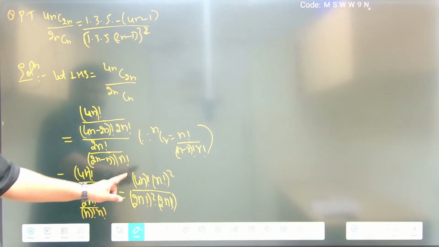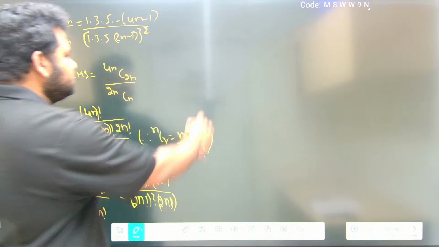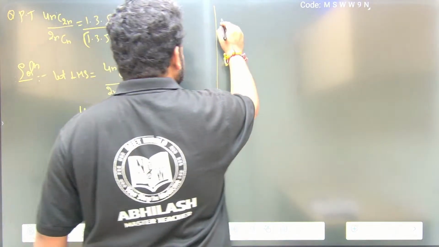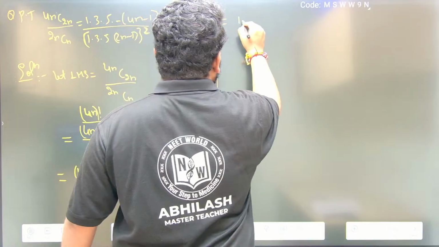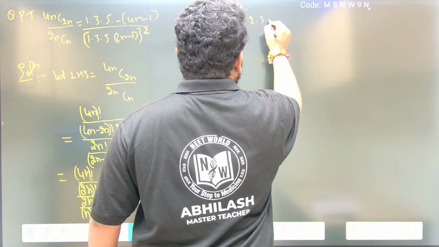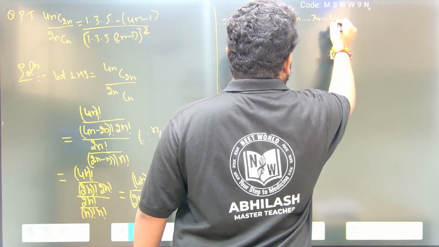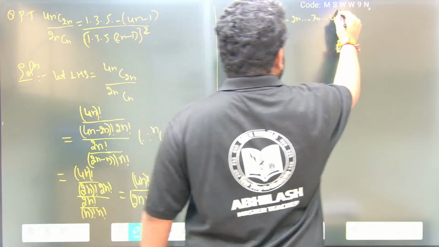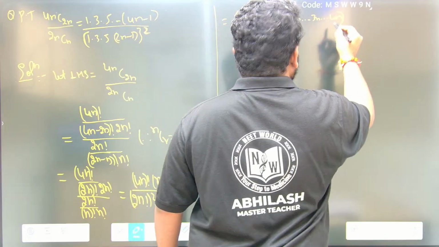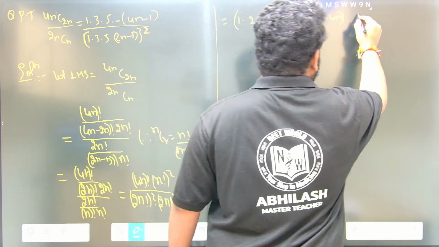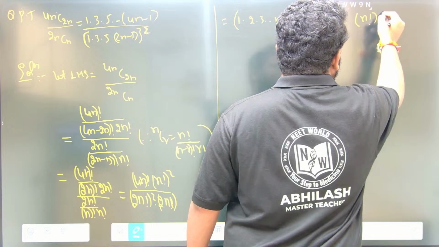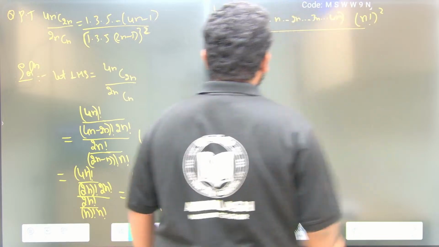Now, 4n factorial can be written as what? I can write 4n factorial as 1, 2, 3, up to n, up to 2n, up to 3n, up to 4n. This is 4n factorial. Similarly, n factorial whole square, let me keep it as it is. I feel something will get cancelled.